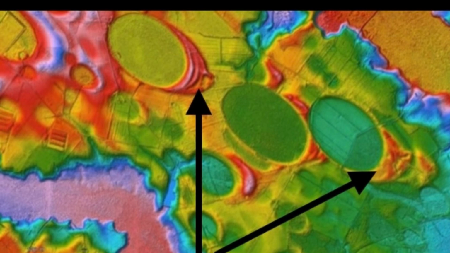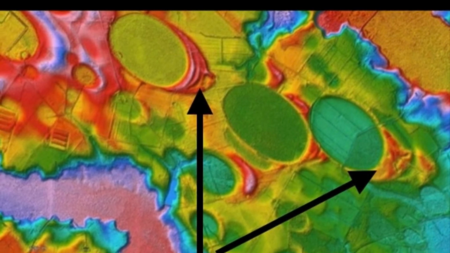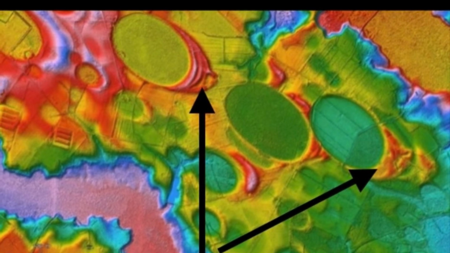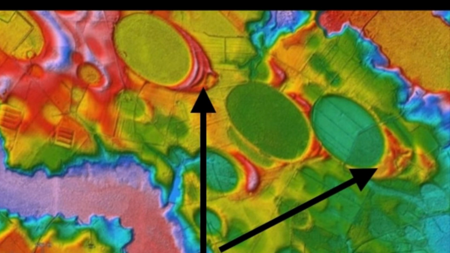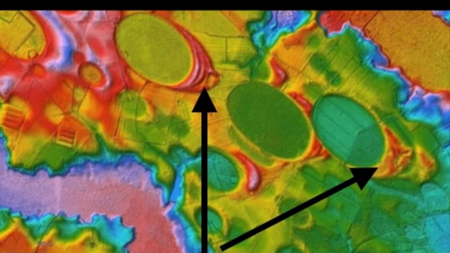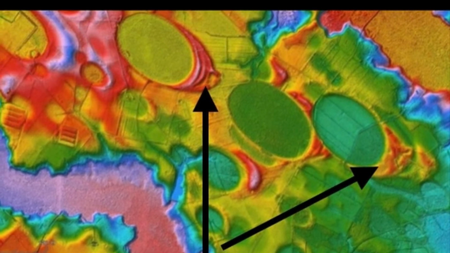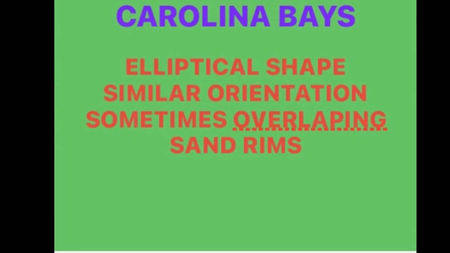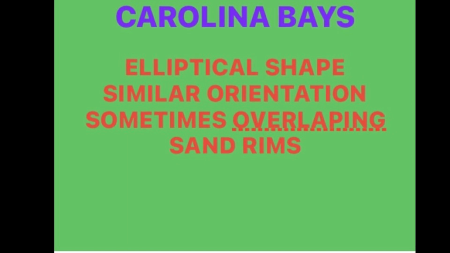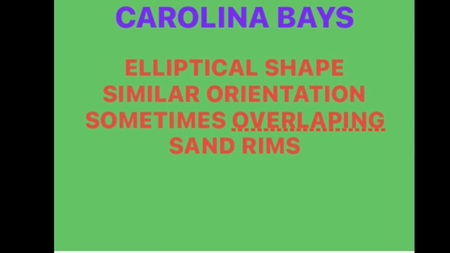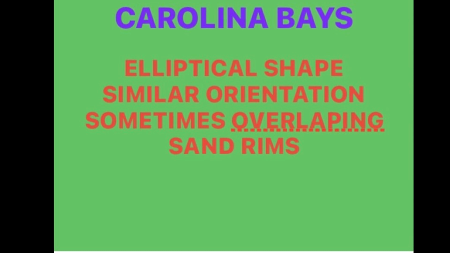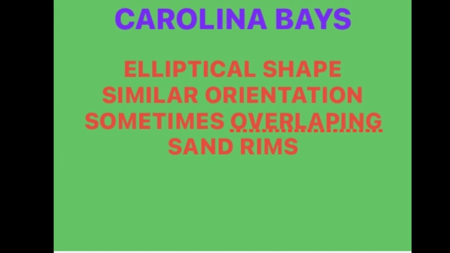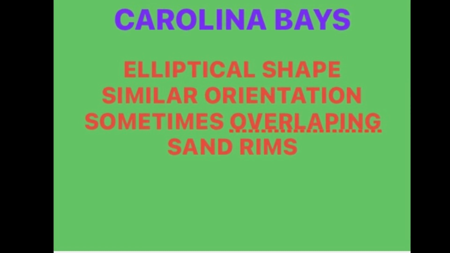The black arrows in this LiDAR image show that one of the interesting features of the Carolina Bays is they have this overlap thing, maybe where one bay overlaps another, or either the raised edge on the southeast side is duplicated some way. So here's just a summary of the features of these Carolina Bays. They have an elliptical shape, and in a given area they are all oriented in a similar direction. Sometimes the rims seem to be overlapping, and they do have that raised sand rim.